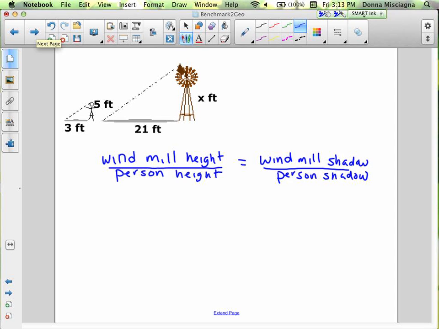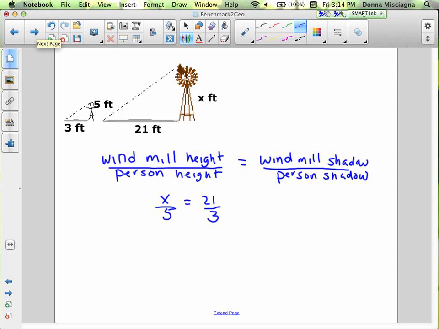Now notice there's a theme going across the numerator, across the denominator, and in each fraction. If there's not a theme, it won't work out. You will not have set it up correctly. So notice that height goes with height, shadow goes with shadow, windmill goes with windmill, person goes with person. So if you write it in words, then you can look back and say, yep, I matched all the things correctly. Everybody's matched. Now we just plug in our values. So x over 5 equals, the shadow is 21, and the person is 3.